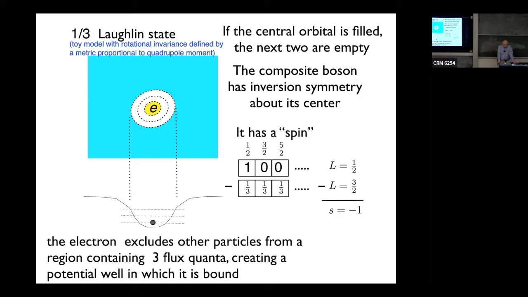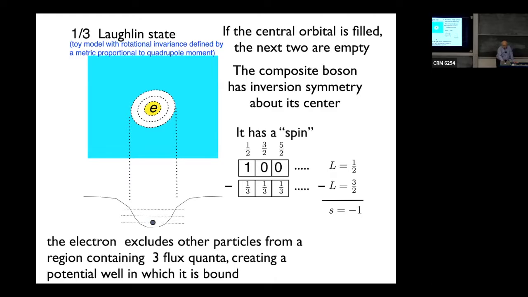But if it was uniform, there'd be 1/3 of an electron in each orbital, and then we can calculate the quadrupole moment, part of which is a quantized spin value when you have rotational symmetry. And we find from this that the guiding center spin of the Laughlin state is -1.